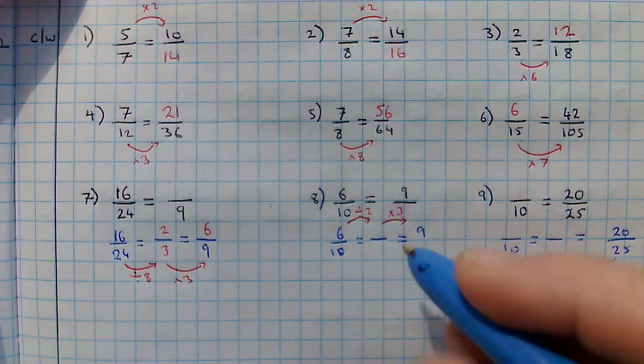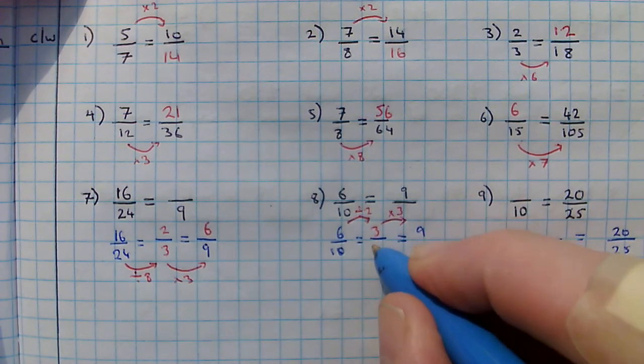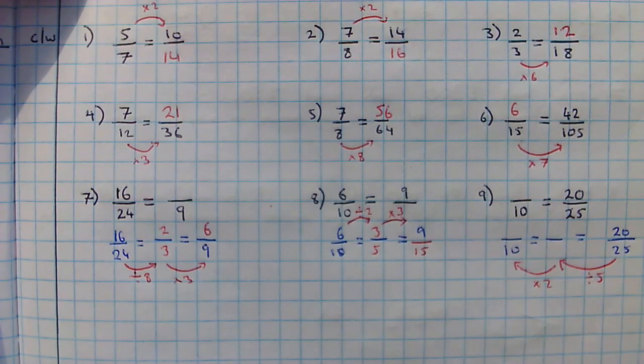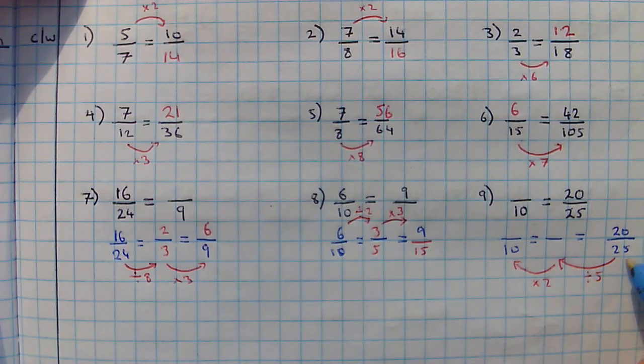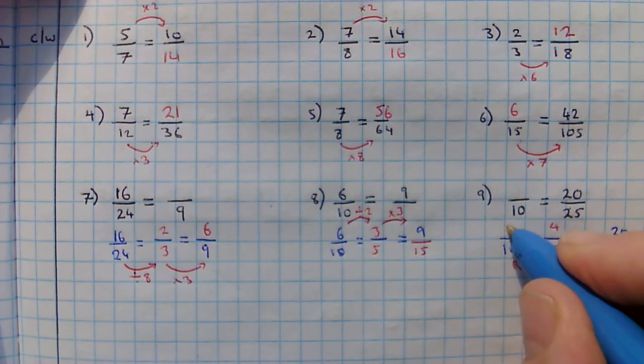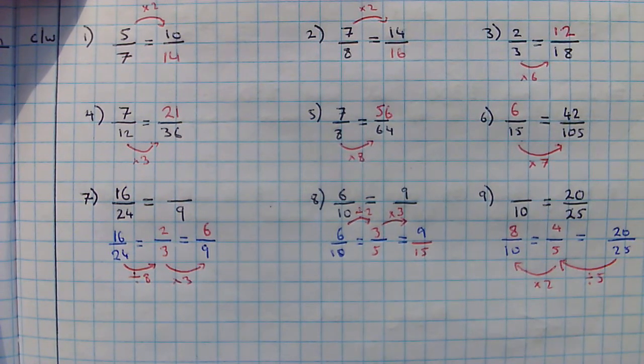Here again I'm going to need to simplify. 2 goes into both 6 and 10. Divided by 2 gives me 3 out of 5. Times it by 3 gives me 9 out of 15. Working backwards here, 25 divided by 5 gives me 5. 20 divided by 5 gives me 4. 5 times 2 is 10. 4 times 2 is 8. So 8 is your final answer.